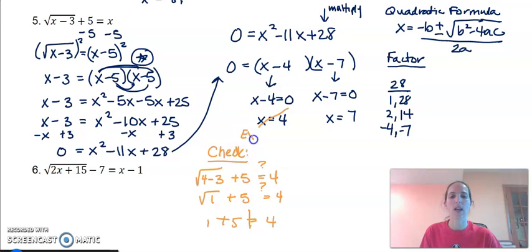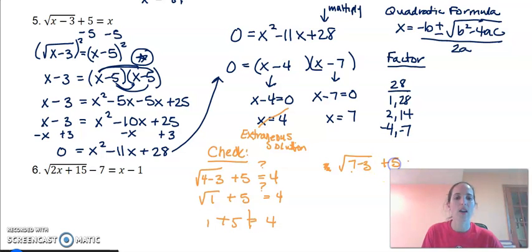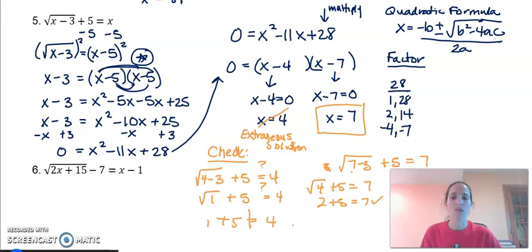We would refer to this as an extraneous, it's a fun new vocabulary word, an extraneous solution because it's something we solve for but does not check. Then I should check my number 7. Again, is the square root of 7 minus 3 plus 5 equal to 7? Is the square root of 4 plus 5 equal to 7? Is 2 plus 5 equal to 7? Yes. So in this particular problem, 7 is my only solution.